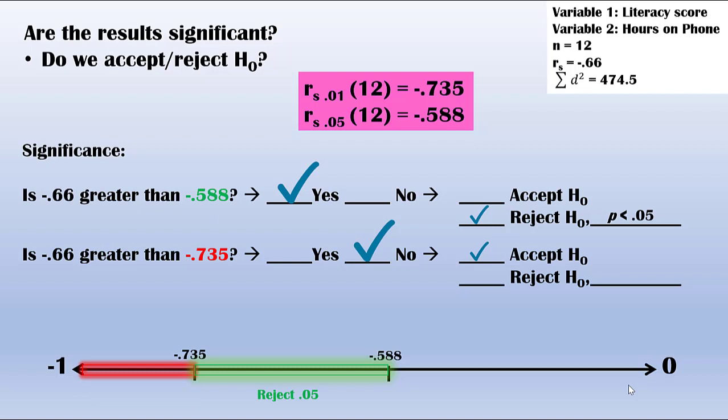And then anything over here in this red area is going to be reject at the 0.01 level. And anything to the right of the green and red area is going to be our accept level. So all that we have to do is put our Spearman value on this number line, and that will tell us where we either accept or reject. And we can put that right here in between the negative 0.588 and the negative 0.735, because that's where that would go on a number line. And that just tells us that we can reject at the 0.05 level.